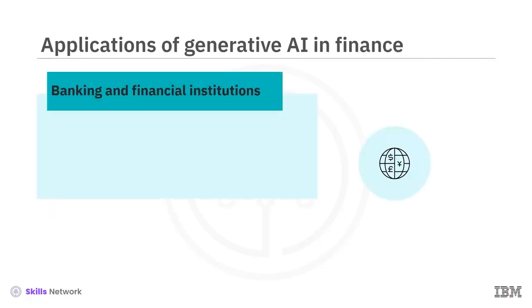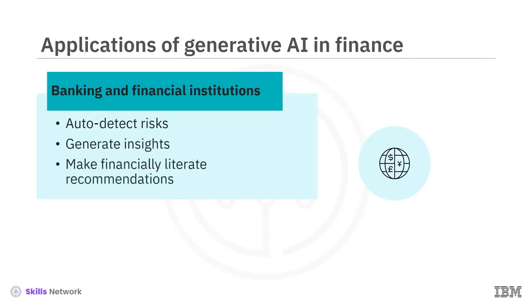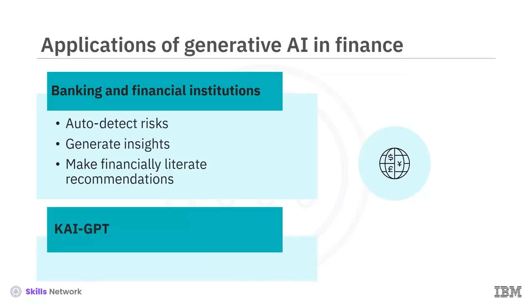Banking and financial institutions greatly benefit from generative AI's capability to auto-detect risks, generate insights, and make financially literate recommendations. KAI-GPT is the first banking industry-specific LLM that helps banking applications provide human-like, financially literate responses.